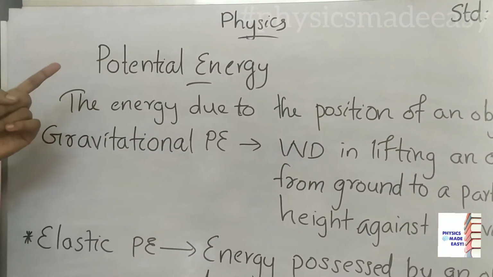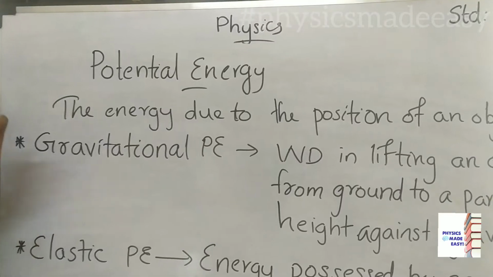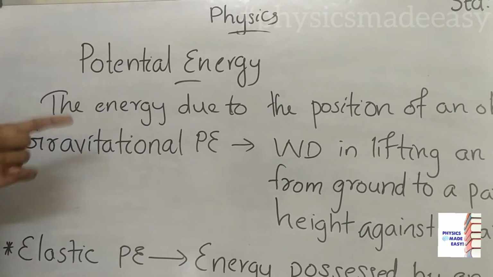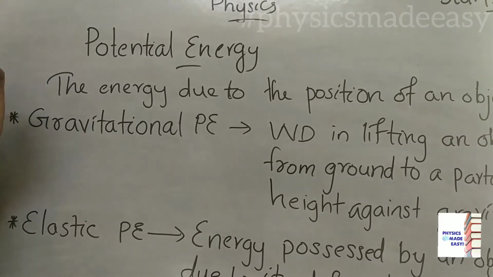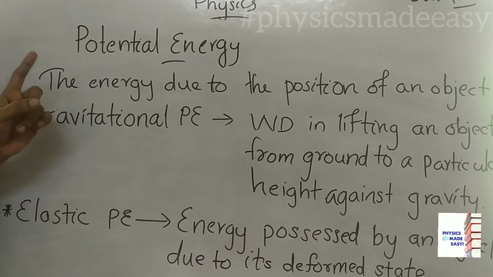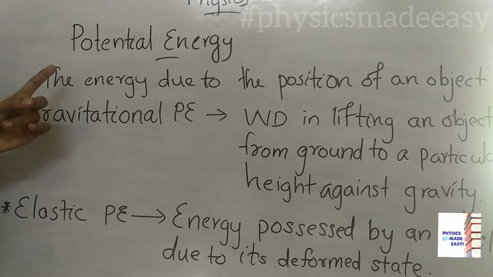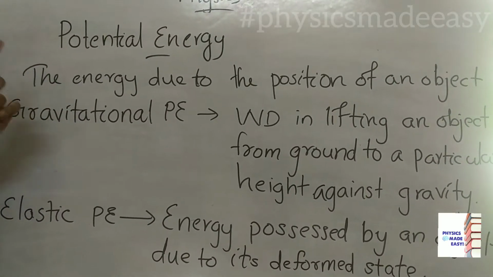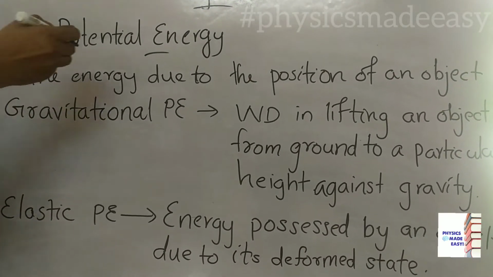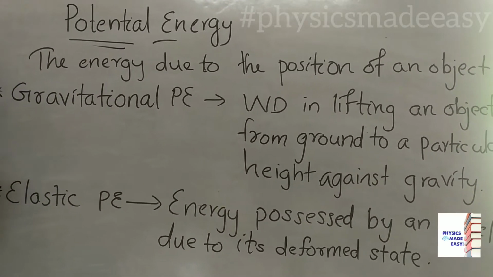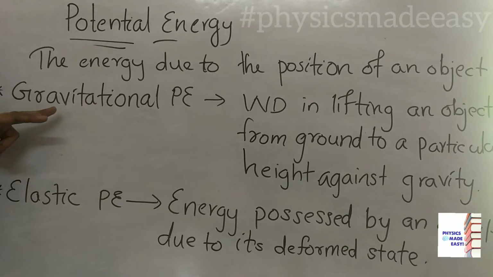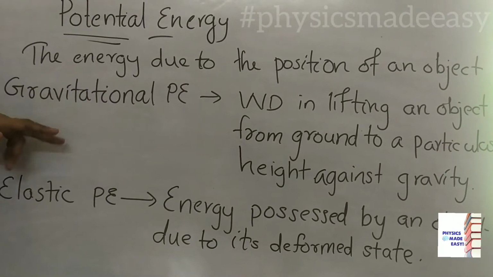Last class we discussed kinetic energy, that is due to the movement, the motion of an object. There we had to talk about the speed of an object, but here the energy possessed by an object due to its position is called potential energy. Here we have to talk about the position of an object. Listen children, there are two types.